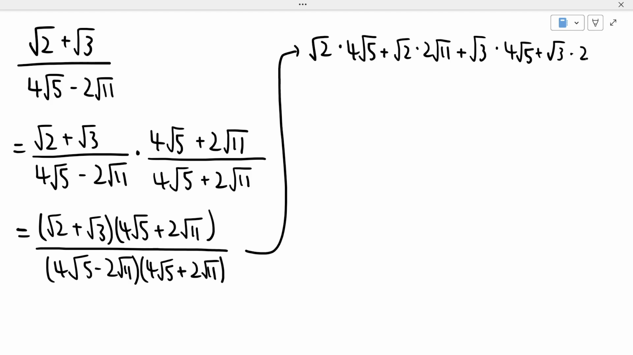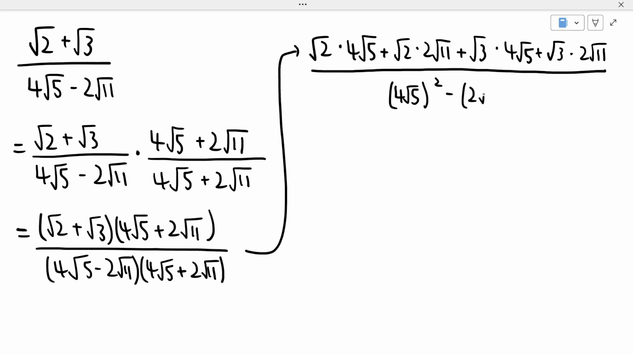And then in the denominator, we have the expression in the form a plus b times a minus b, where a is equal to 4 square root of 5, and b is equal to 2 square root of 11. So this just equals a squared minus b squared with the respective values. So this denominator is just equal to 4 square root of 5 all squared minus 2 square root of 11 all squared. So the only thing left to do now is to simplify some terms.